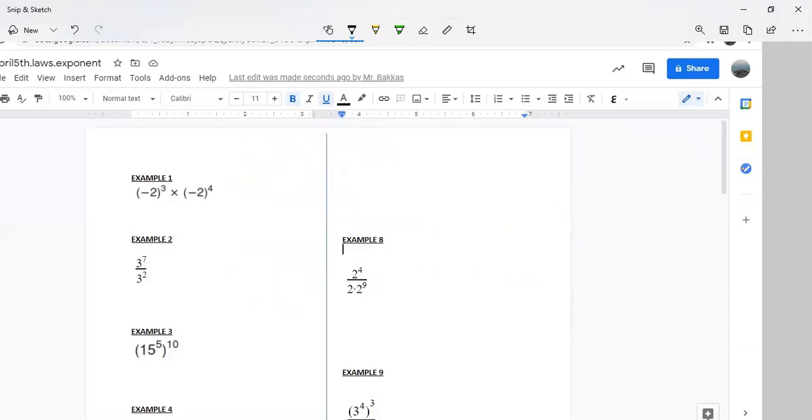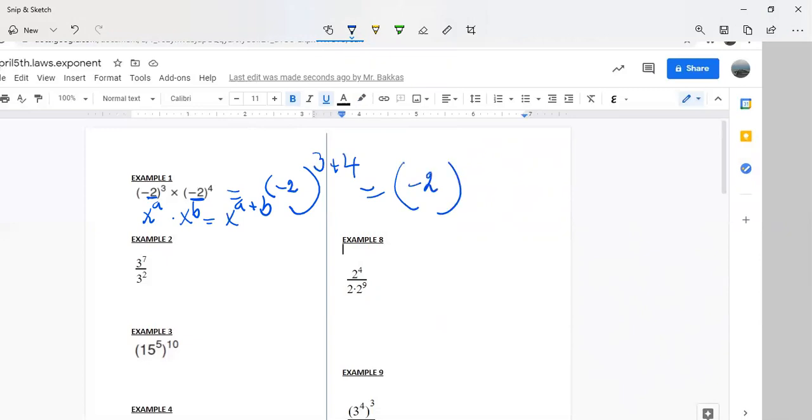So this, I'm going to use the product rule. So this is x to the a times x to the b is x to the a plus b. So the base here, x, is -2. The base is -2, -2. They have the same base, and you add the exponent. 3 plus 4, which is -2 to the 7th power. Okay, so that's the product rule.